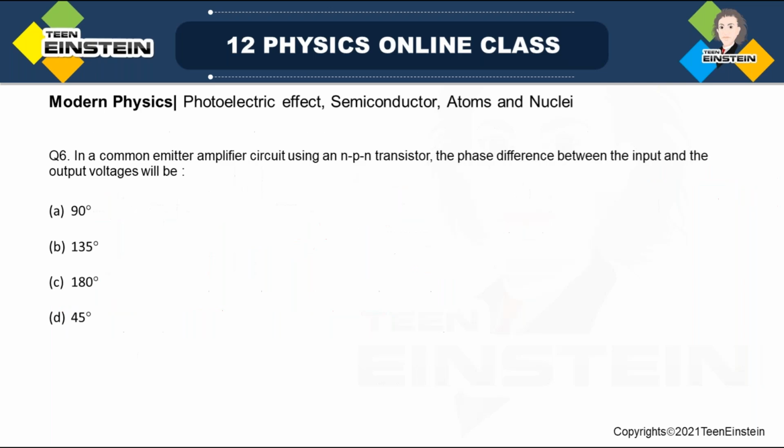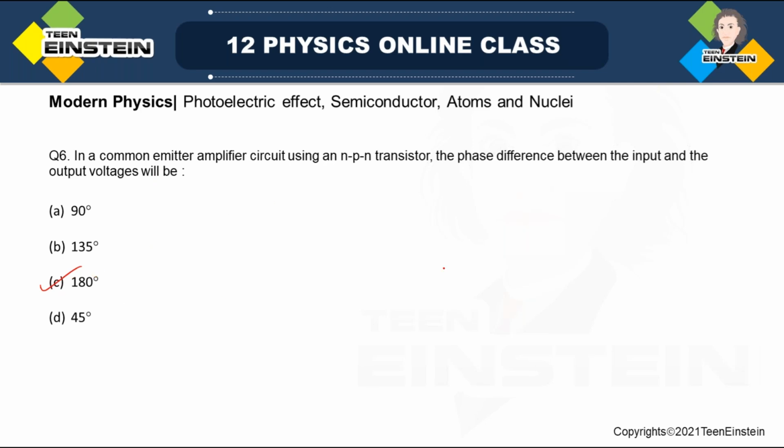Now we'll move on to the next question. These are informative questions, not very elaborate, and not much calculation is involved. In a common emitter amplifier circuit using an NPN transistor, the phase difference between the input and the output voltage, you guys know, is 180 degrees. Without reading the question a second time, you can just answer that.